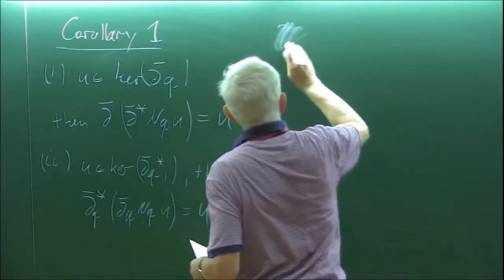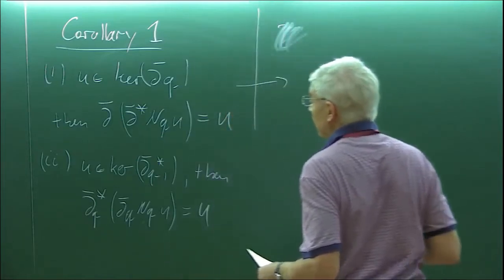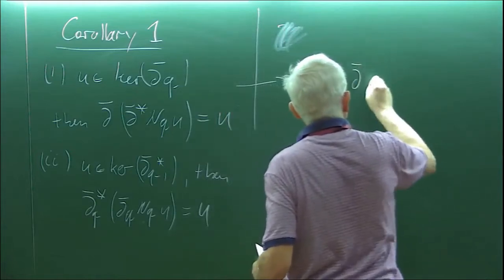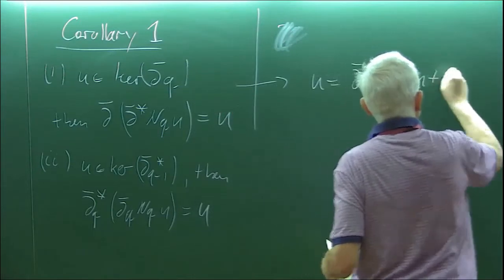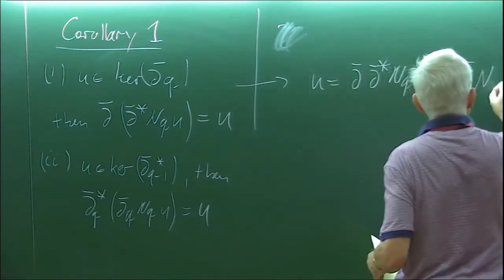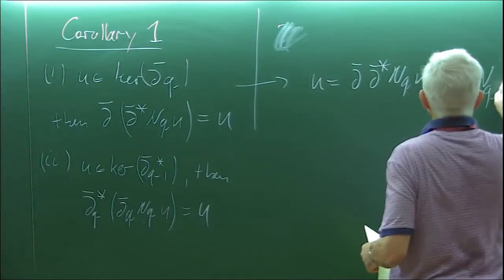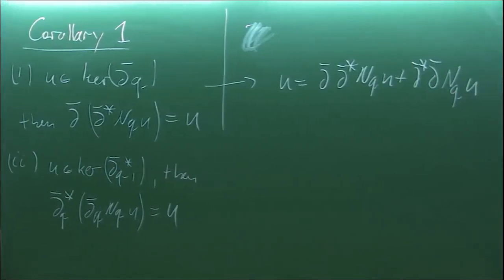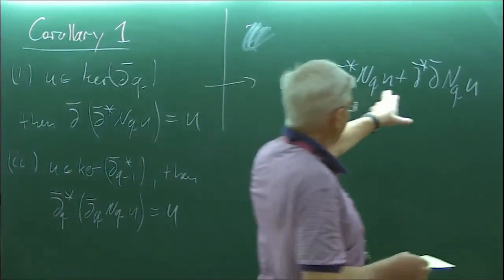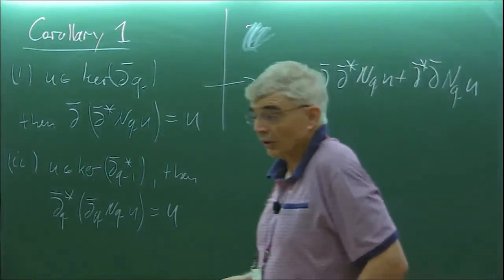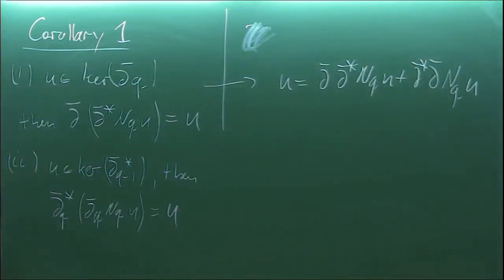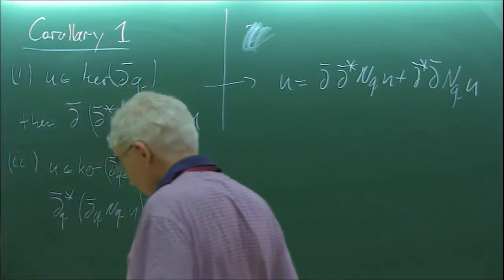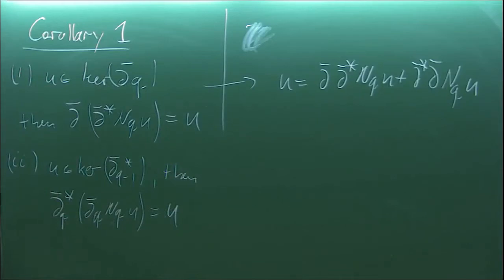Well, to see that, for instance, to see 1, well, we know U is d-bar star N_q U plus d-bar star d-bar N_q U, right? By the way, notice this is what's sometimes or often called a Hodge decomposition, and in fact, introducing the whole Neumann setup originally was going back to Spencer, was actually in an attempt to do Hodge theory on manifolds with boundary.